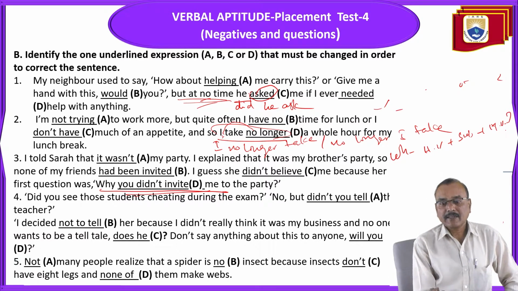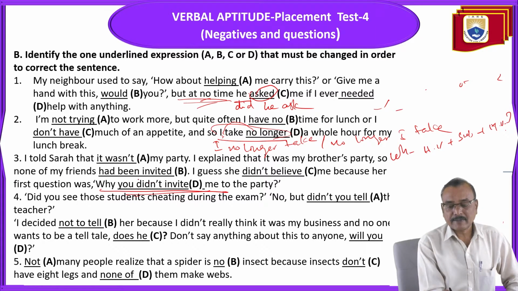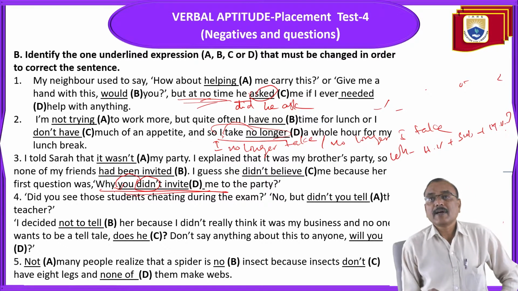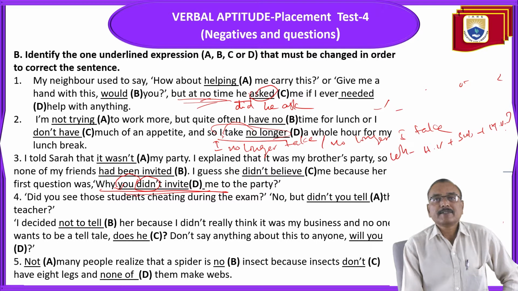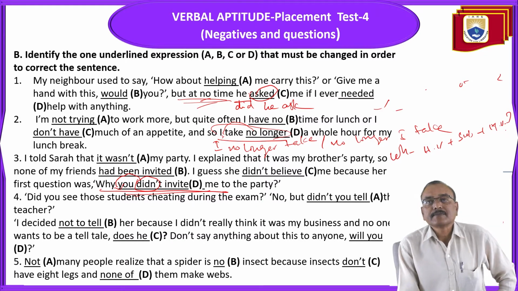But you see here, why you didn't? This helping verb should come before the subject, you. Why didn't you invite me to the party? Right? Why didn't you invite me to the party? That is the correct option. Okay?